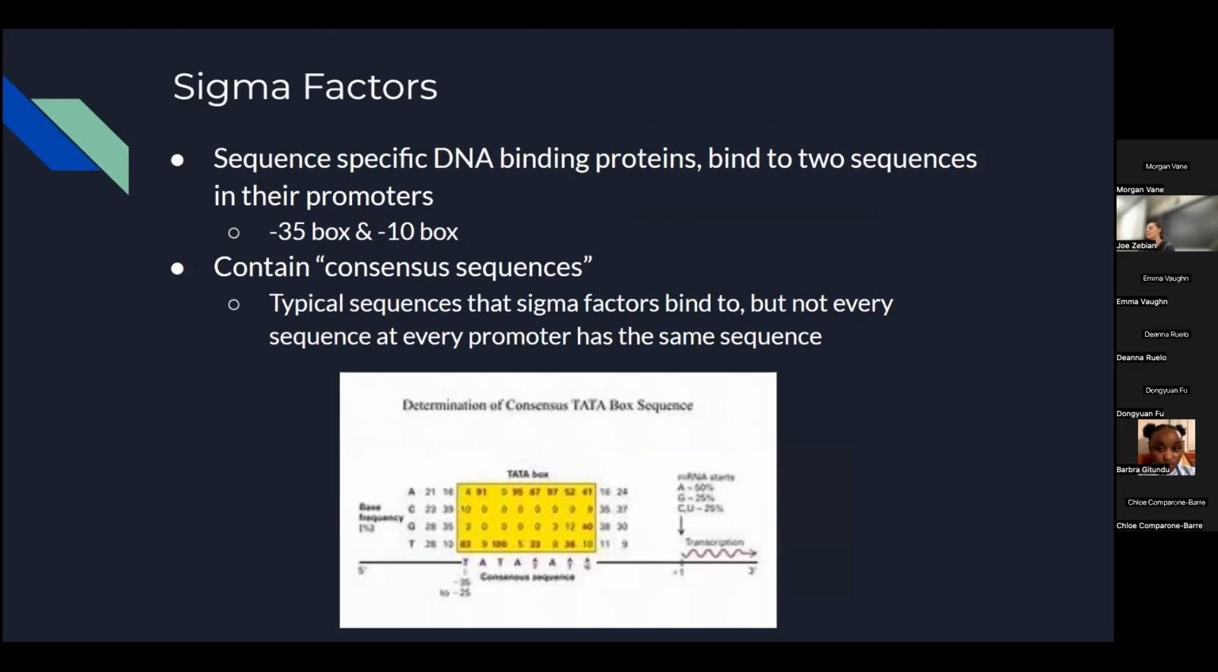Okay, sigma factors. These are sequence-specific DNA binding proteins that bind to 2 sequences in their promoters, which would be the -35 box and the -10 box. These are the consensus sequences that we talked about in class a bit. There was an example problem that was kind of guessing what the consensus sequence would be. And to do that, you would just look at the most common letter at each spot in the genome that you're looking at. And then that most common letter is going to be what makes up the consensus sequence, like the TATA box, TA.